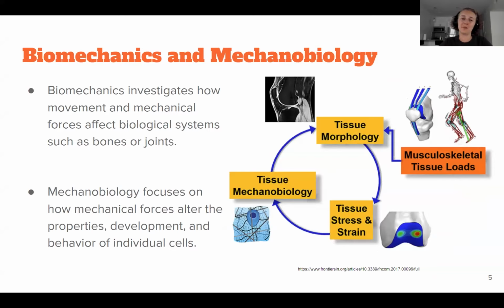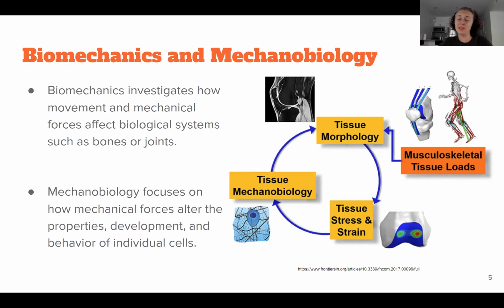So the first one we're going to talk about is biomechanics and mechanobiology. Just to give a brief definition of each one before we dive into the specific examples. Biomechanics is pretty much what it sounds like. It investigates how movement and mechanical forces affect biological systems. And in this context, we're looking at things like bones, joints, or perhaps the entire limb, like an entire arm, an entire leg, or even an entire body as a whole.